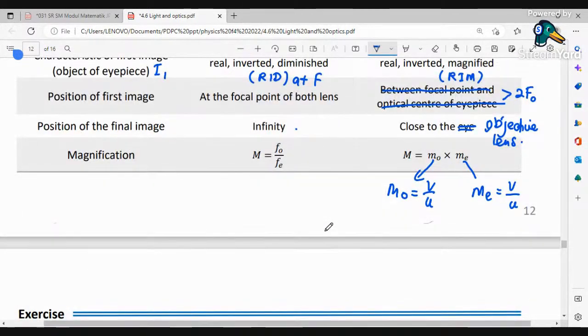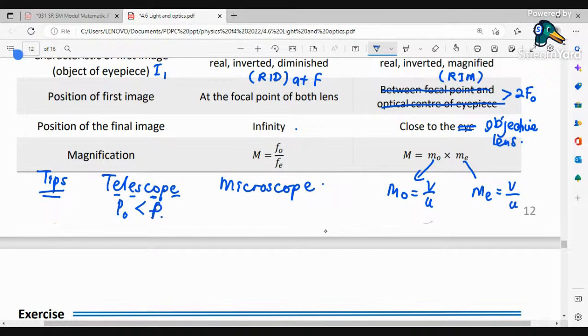So you can see the difference between telescope and microscope. Okay, ada tips sikit. Tips untuk memorize telescope. Ni ada yang bagi tips ni. Okay, for this one you just look at E, number of E and number of O. Telescope more E than O. Okay, or we can say power of O is less than power of E.